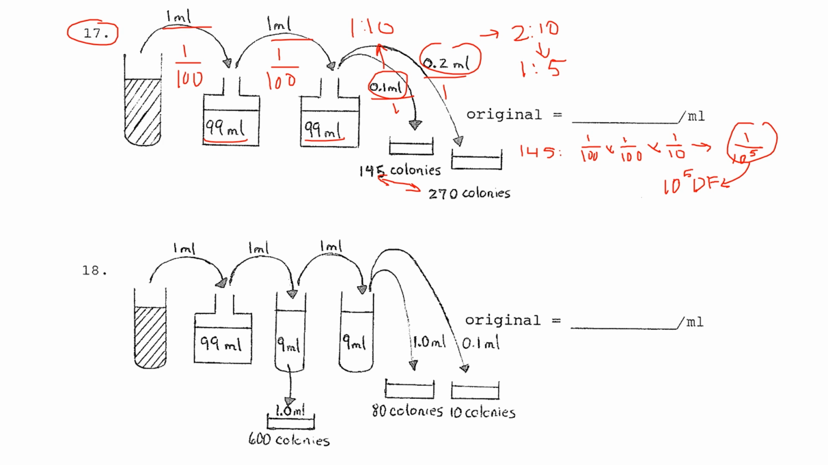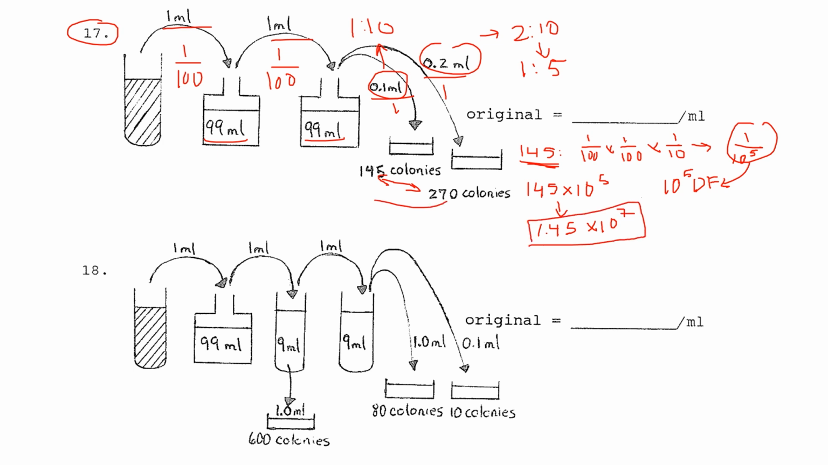And so for the 145 plate, you would do 145 times 10 to the 5th, right? And then you reduce that down. So now it's 1.45 times 10 to the 7th, right? So that's one of the numbers.